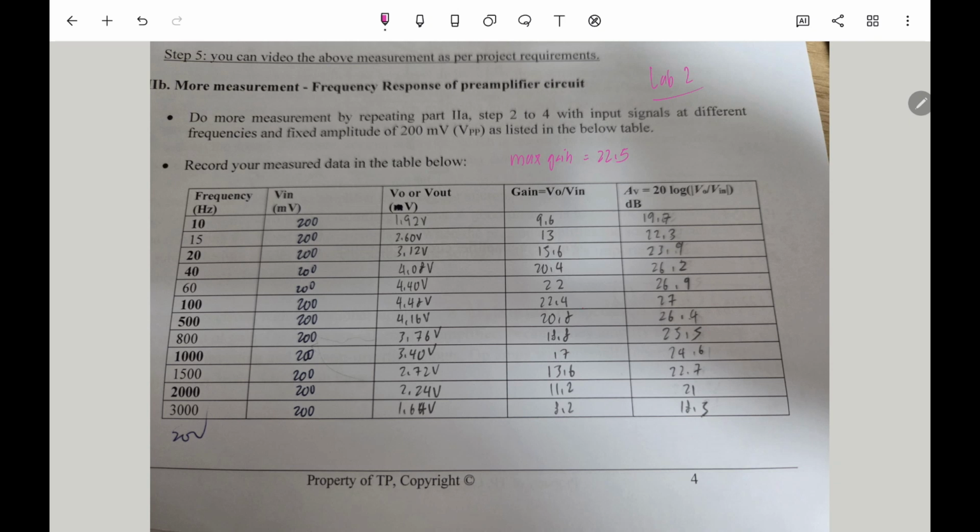So as seen in my result, the max gain is in between my 100 hertz and 500 hertz. So before 100 hertz, the results would slowly increase until 100 hertz, and after that, it would slowly start to decrease since it is higher than the max gain.